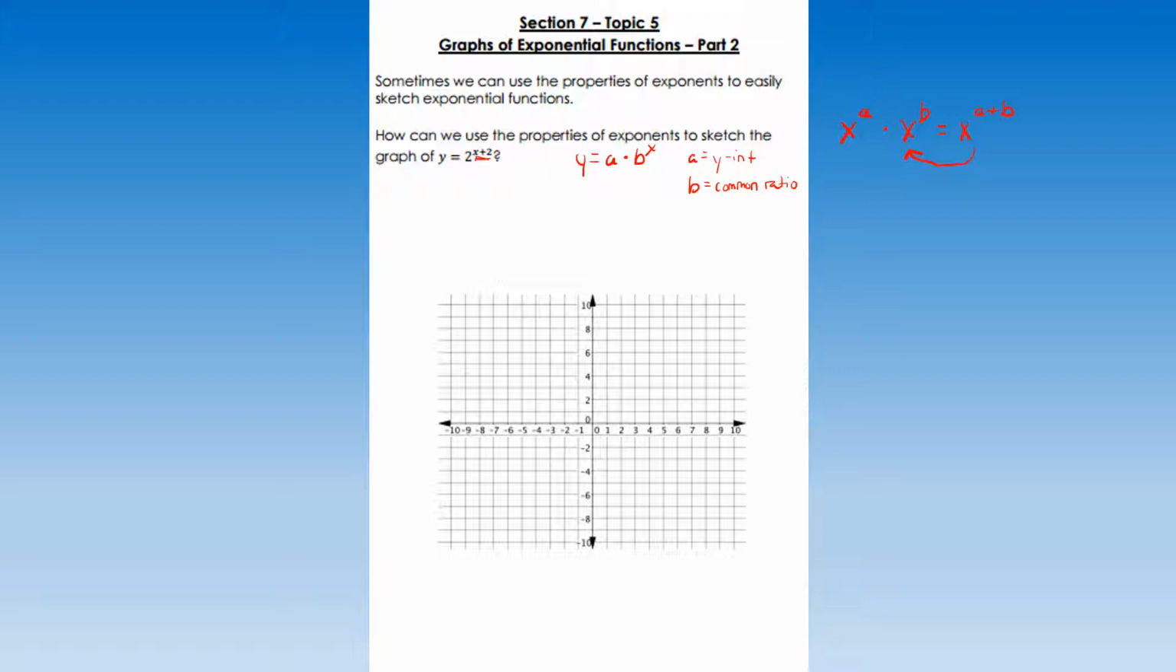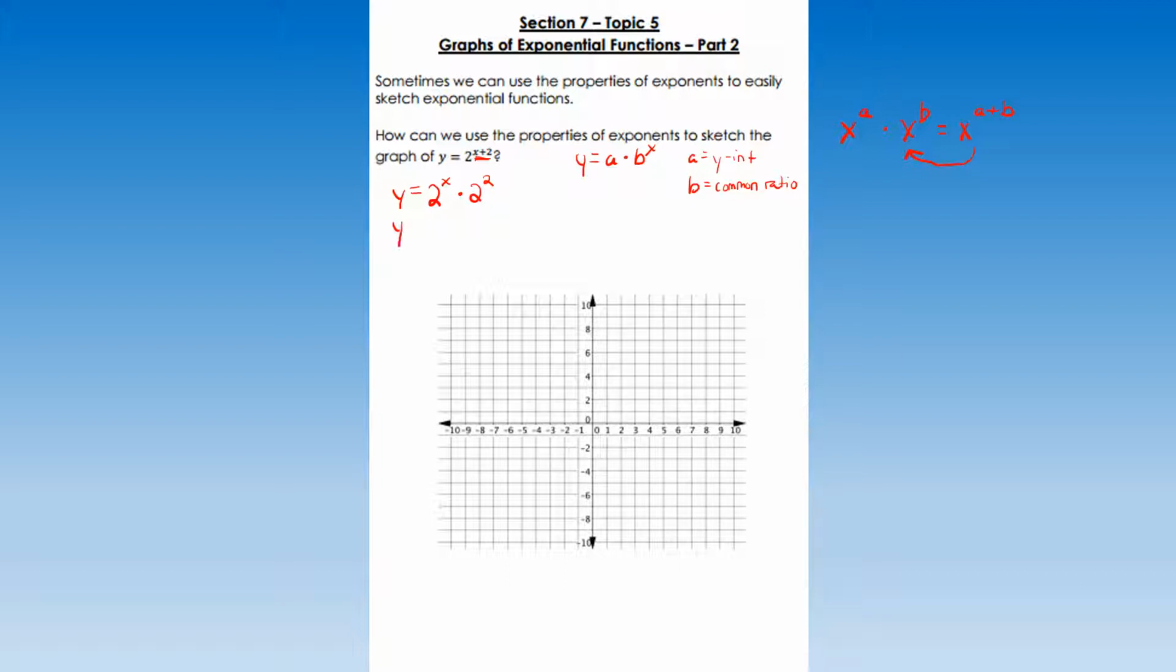We have 2 to the x plus 2. So this could be rewritten as y equals 2 to the x times 2 squared. Because they both have a common base of 2, I would have added these exponents to combine it into one expression. We took it apart because we want to be able to see this equation in y equals a times b to the x.